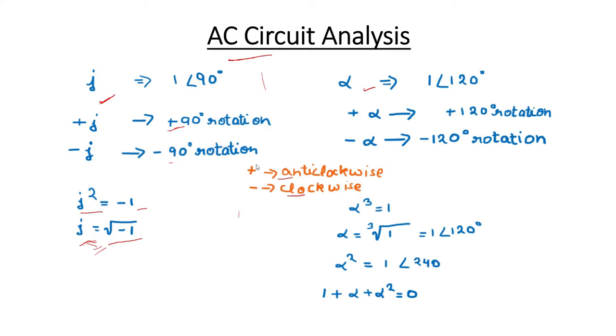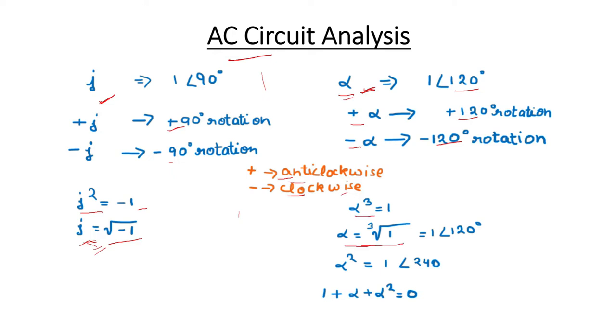Now we will talk about this alpha. Alpha is just like this J, but here the angle is 120 degree. Plus alpha means plus 120 degree rotation and minus alpha means minus 120 degree rotation. Plus means anti-clockwise, minus means clockwise. Alpha is also known as cube root of unity.